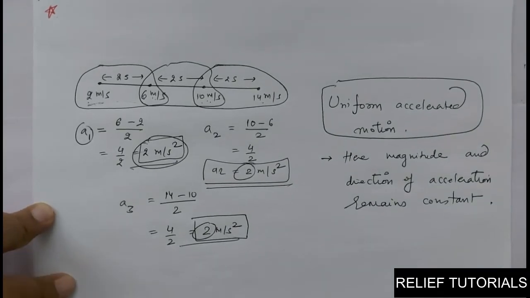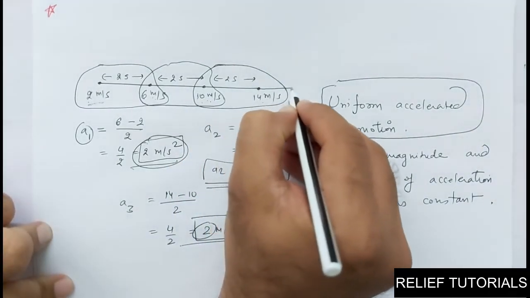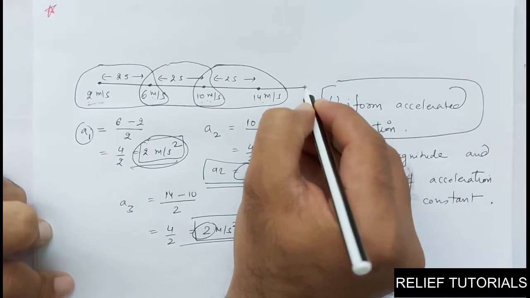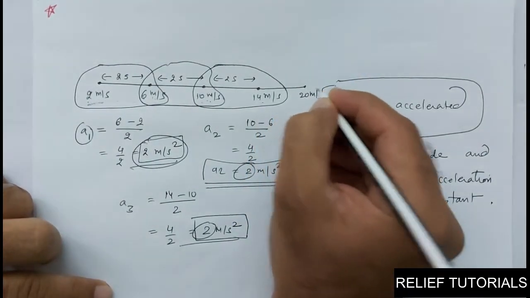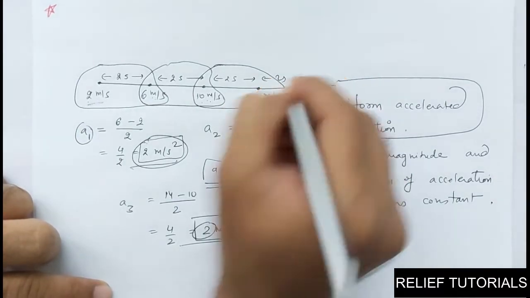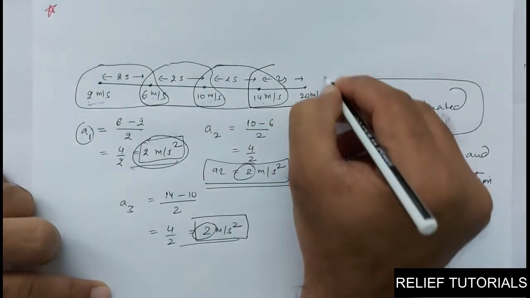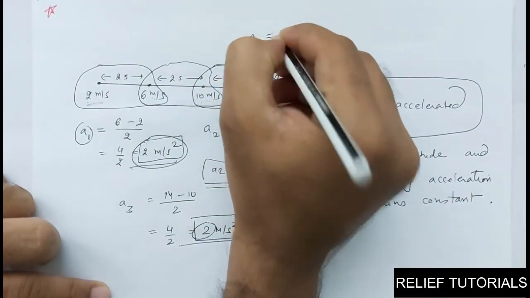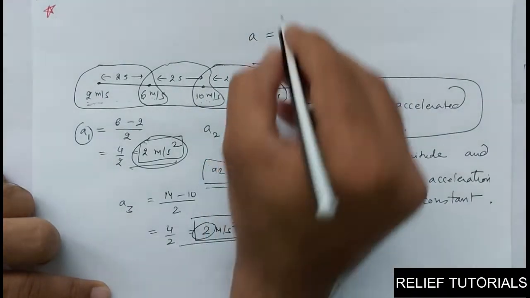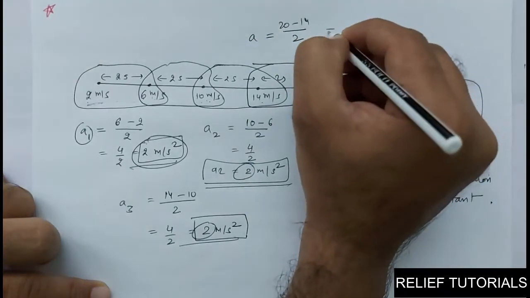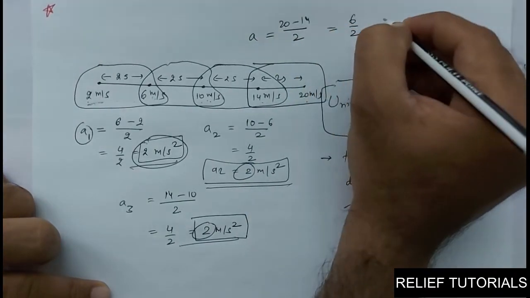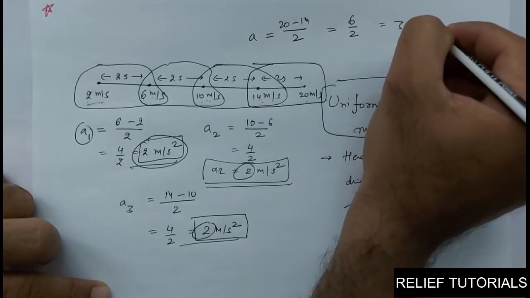Consider the further part. Let me extend the example. Here the velocity becomes 20 meter per second and the time required for that is 2 seconds. Now find the acceleration here. So a = v minus u, means 20 minus 14, and time required is 2. 20 minus 14 is 6. 6 by 2 is what? 3 meter per second square.